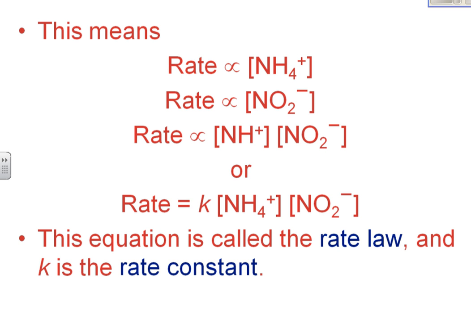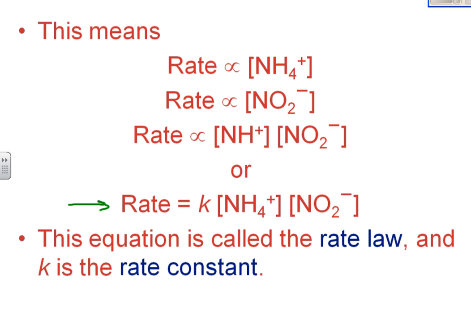If we take the two of these things together, we say that the rate is proportional to the concentration of the ammonium ion, also proportional to the concentration of the nitrite ion, and so we can come up with a proportionality expression for both of those. And of course, we know that if we have proportionality, all we need to do is add a constant right here to change that into an equation. And this equation is what we call the rate law, and K is the rate constant.